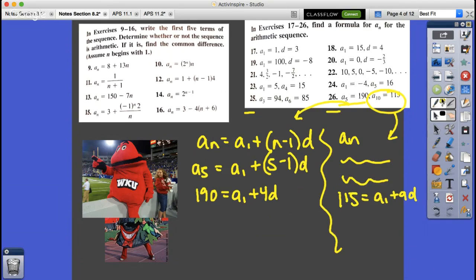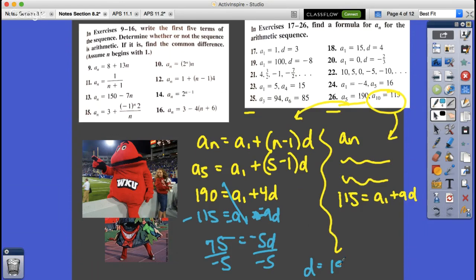So what we could do, and again, I'm doing the long way, and then I'm going to do it Jay's way because I liked his way better, really. I could put this one underneath the first one here, so 115 equals A1 plus 9D. I could use elimination by changing the signs here, here, and here. This should be a negative here. That cancels, giving me an answer of 75 is equal to negative 5D. We divide by negative 5, divide by negative 5, where D is equal to, I think it's 15, right? And it would be negative 15. So my common difference is negative 15.